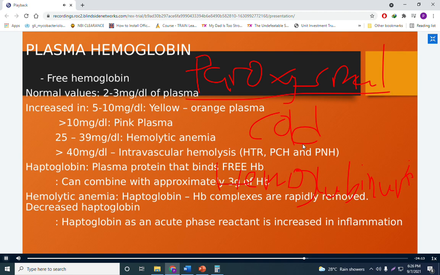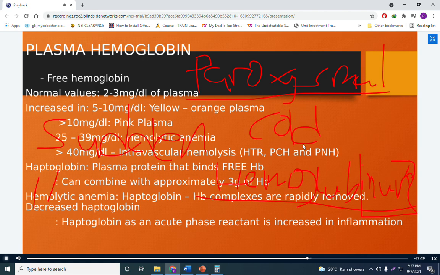Class, what does paroxysmal mean? Any ideas? Okay, it's sudden, biglaan. Then, I think you've discussed this sa AUBF nyo. What does hemoglobinuria mean, class? The word uria, hemoglobinuria. Okay, so it's your hemoglobin in the urine.